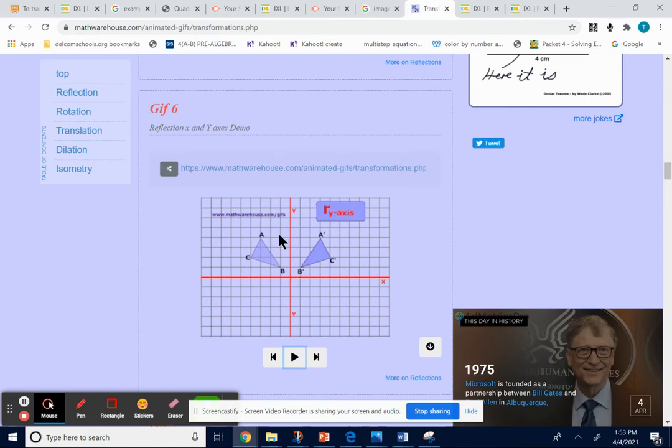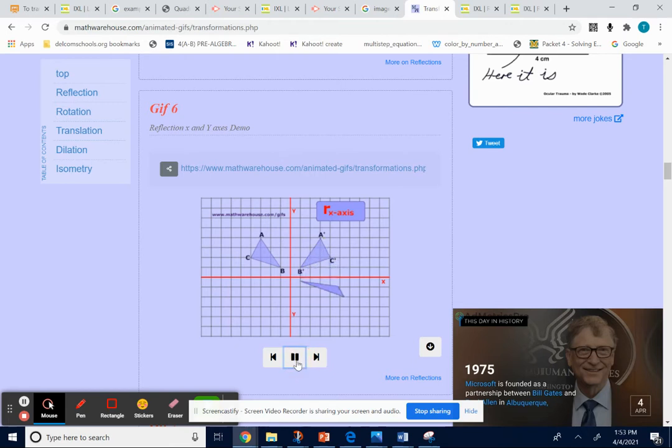Okay, point A, for example, is 3 spaces to the left of the y-axis reflection line. A prime is 3 spaces to the right. Okay, same distance, opposite side of your reflection line.